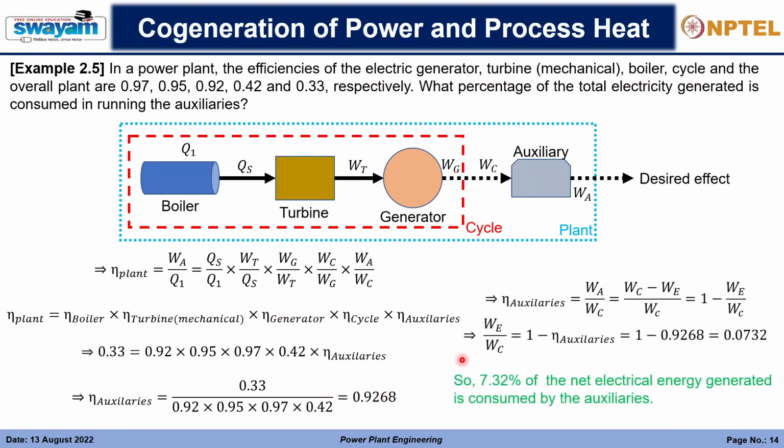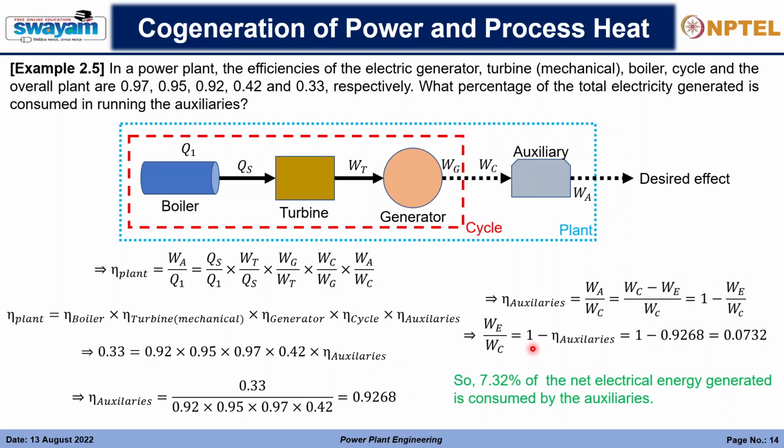Then the auxiliary, the amount of work being provided, will need some electrical energy, right? So that is actually the loss. The amount of work supplied is W_C, and the amount given as desired effect will be W_A. So this will be subtracting the loss from the W_C. So we will get this kind of relation, and simply by this, the electrical consumption relative to the amount of electrical power supplied, we get 77.32% of the net electrical energy generated is consumed by the auxiliary.